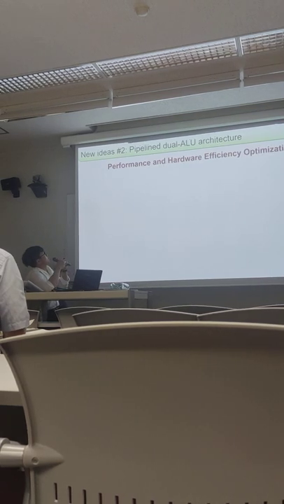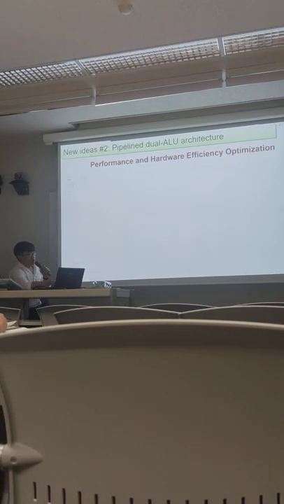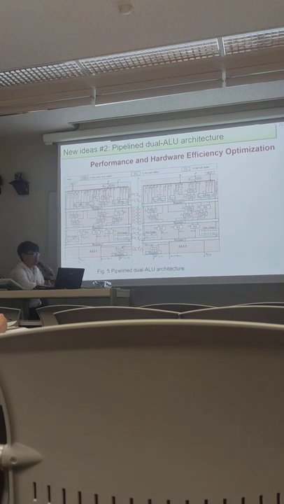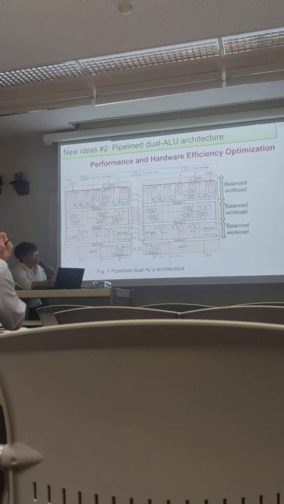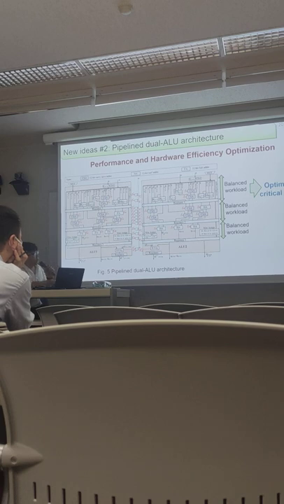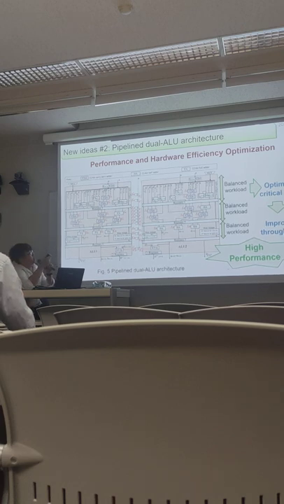The next one is idea two, which aims to improve performance and hardware efficiency. As you can see here, I mentioned the dual ALU, ALU1 and ALU2. In one ALU, there are a lot of operators, like 80 operators in one loop. This is the reason that we have to bind them to make a low critical path. By using binding, I can balance the workload. This is the reason that I can optimize the critical path and improve the throughput and performance. In this architecture, we can compute three messages in parallel. This is the reason that our accelerator can achieve high hardware efficiency.